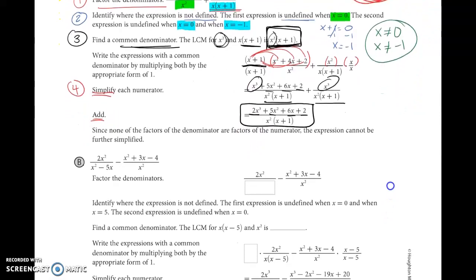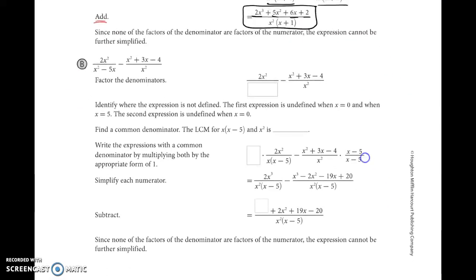So moving on to part B, we're going to go ahead and follow those same steps where we factor our denominators. So factoring this denominator here, I can take out an x, and I'm left with an x minus 5. And looking at this denominator, I can't factor x squared. So let's find which values it's undefined for.